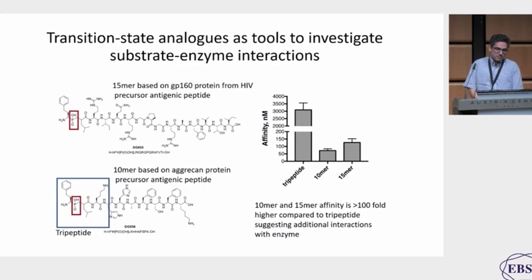Of course, because we want to use the active enzyme, we couldn't use regular peptides because they will be digested. So we use this technology, transition state analogs. They're phosphinic peptides. They have very high affinity for the active site, being transition state analogs, and they allow us to use them as tools to investigate peptide-protein interactions. These are shown here, two of them, a 15-mer and a 10-mer. They have a higher affinity than the warhead, the phosphinic warhead used to target the active site, which indicates that the whole peptide can have additional interactions with the enzyme.